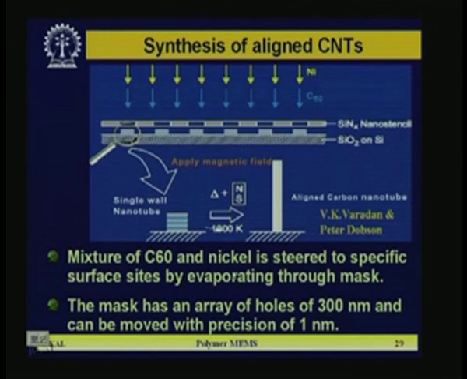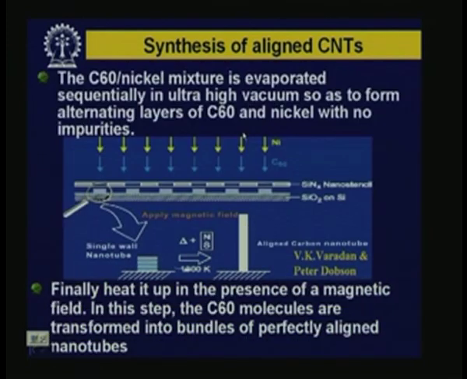So a mixture of C60 and nickel is steered to specific surface sites by evaporating through a mask, that is done here. The mask has an area of holes of 300 nanometer and can be moved with precision of 1 nanometer. So that is done at the top. Then the C60 and nickel mixture is evaporated sequentially in ultra high vacuum so as to form alternating layers of C60 and nickel with no impurities, which is shown here.